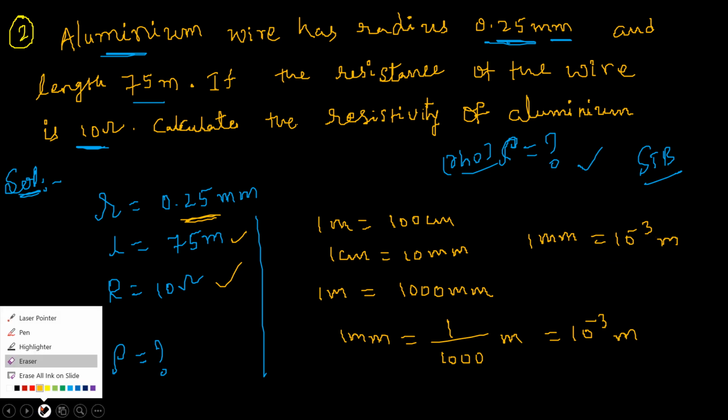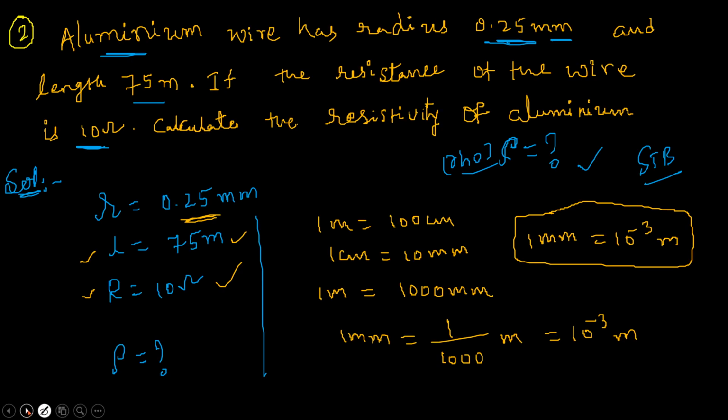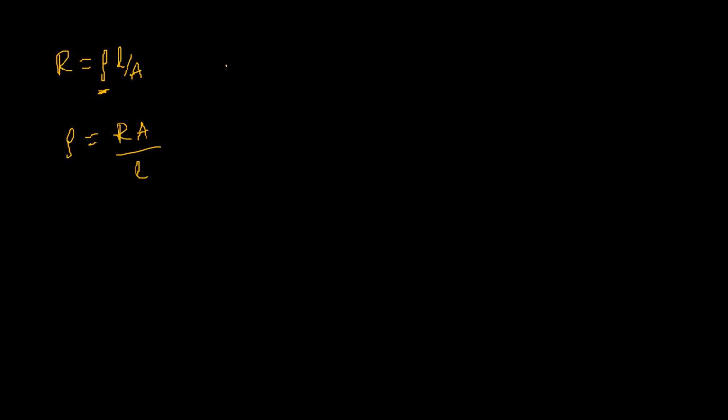Now we have to use the formula and find out the answer. Related to this data, resistance, length and area of the cross section given, we have the formula R equal to rho into L by A. We need to find out the rho value, so rho equal to RA by L. The area of the cross section is pi r square.